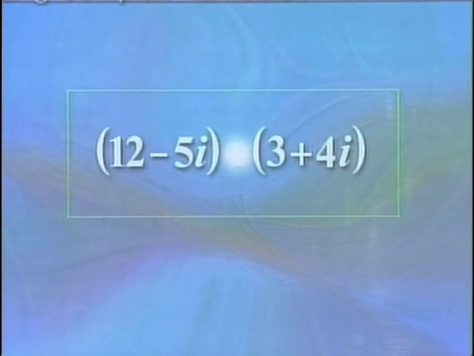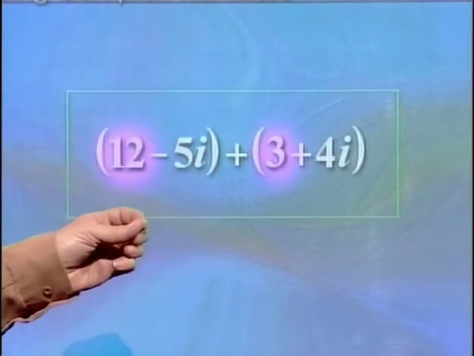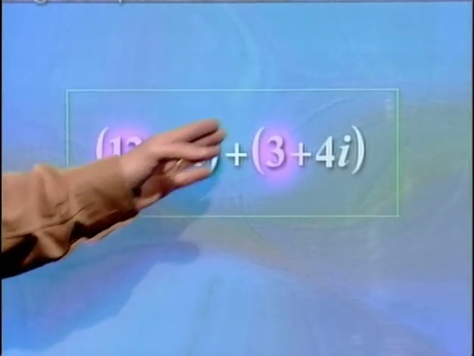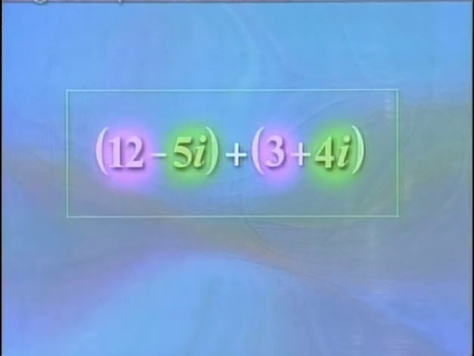So, for example, if we wanted to add the two numbers that are in Sarah's problem, 12 minus 5i and 3 plus 4i, then we would collect together like terms. So the 12 and the 3 would go together, and the -5i and the 4i would go together. And putting these together, you get the answer as a complex number. So, over to Sarah to add these two together.